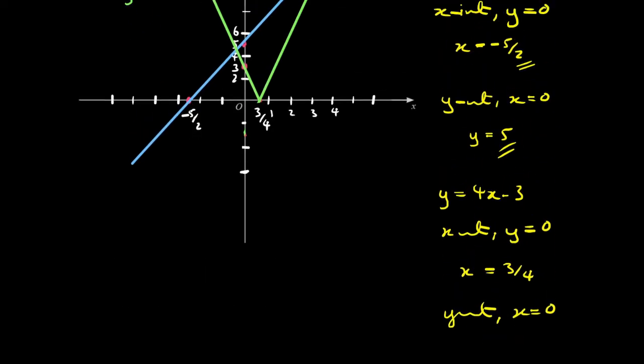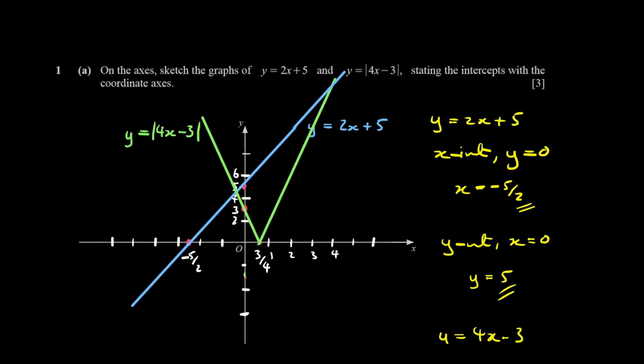Okay, then part B of this question, we want to solve the inequality mod 4x minus 3 is less than 2x plus 5. Well, we can do that now by looking at our graph, right? Because we want to find out where the green graph, which is mod 4x minus 3, is less than the blue graph, 2x plus 5. So where is the green graph less than the blue graph? Well, it's everything from here all the way up to here, right?